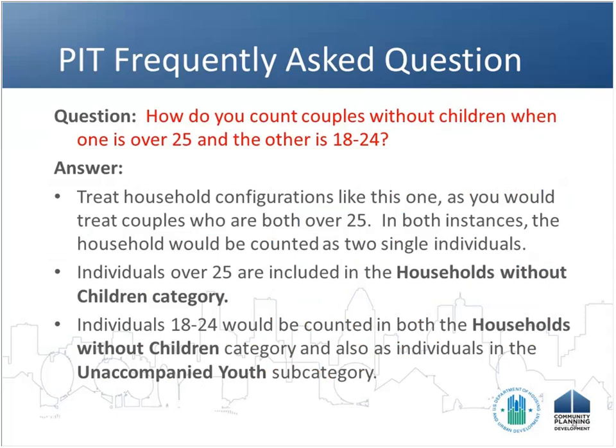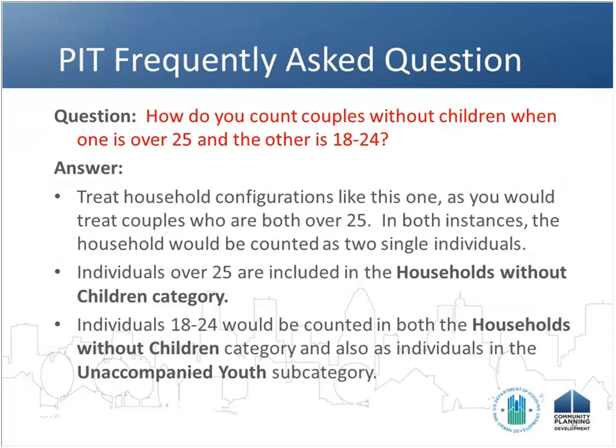Okay. So the first one is a question we get quite a bit during the data submission and cleaning process, and it's how do you count the people in couples without children when one person is age 25 and older and the other person is 18 to 24? Yes, this is definitely a fun one. We get it often.